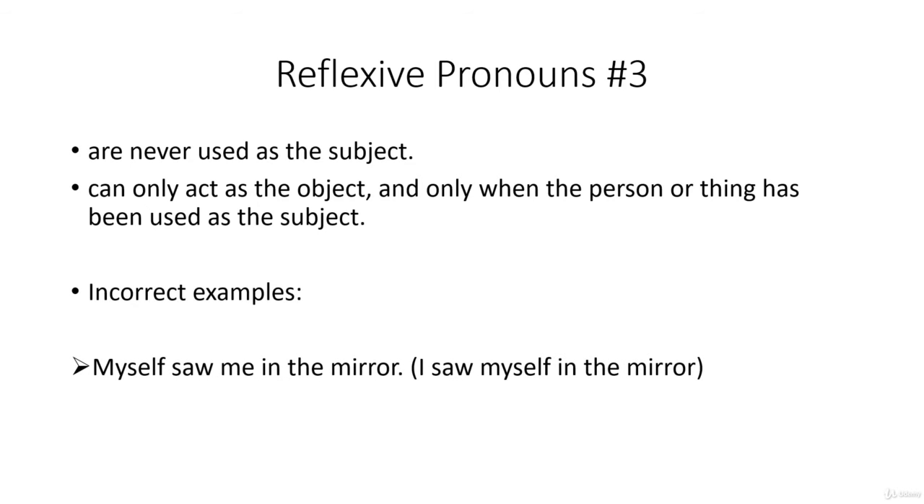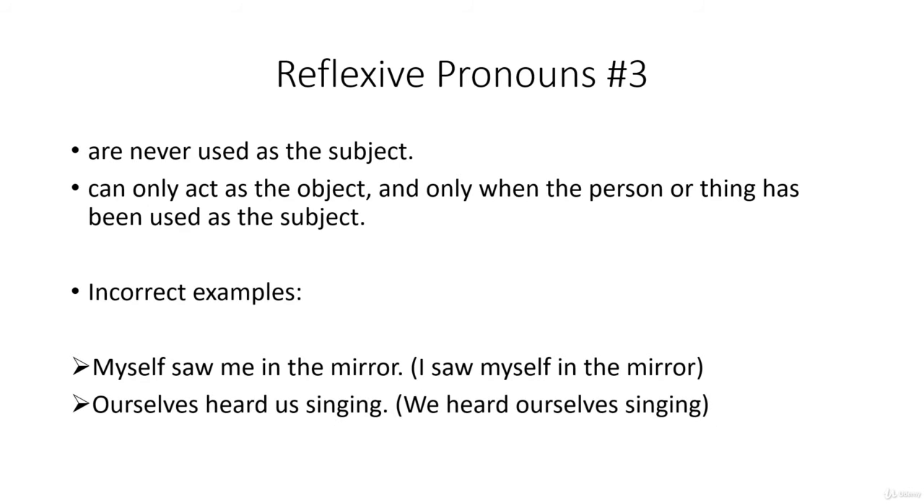Myself saw me in the mirror. You can't do this. You have to have the reflexive part as the object. So correct would be, I saw myself in the mirror. Ourselves heard us singing. Again, we have to change this to we heard ourselves singing.